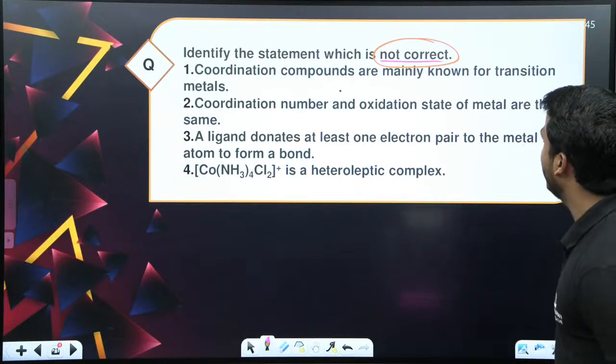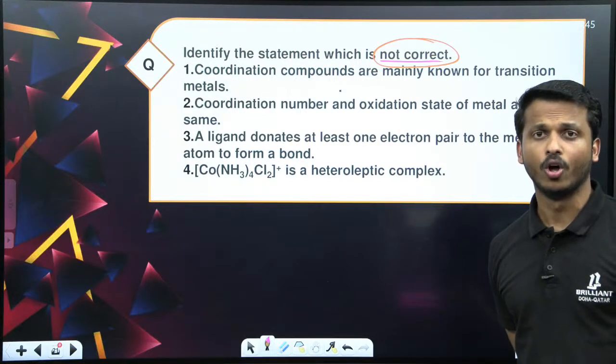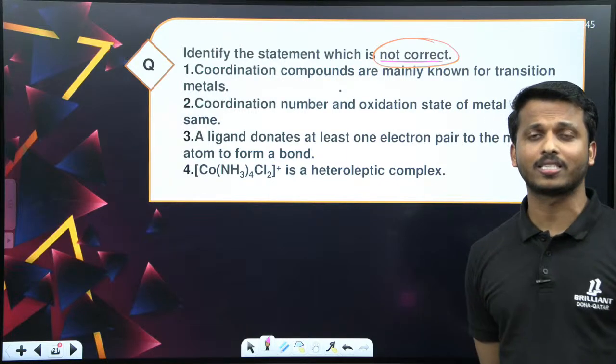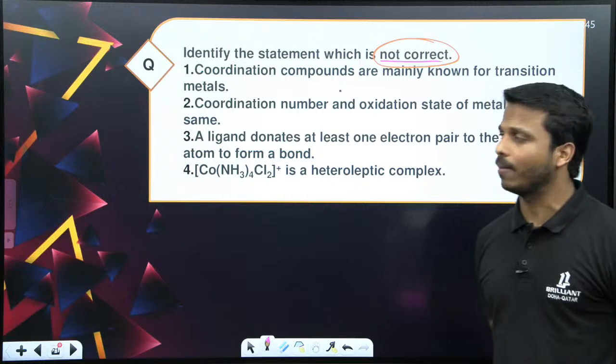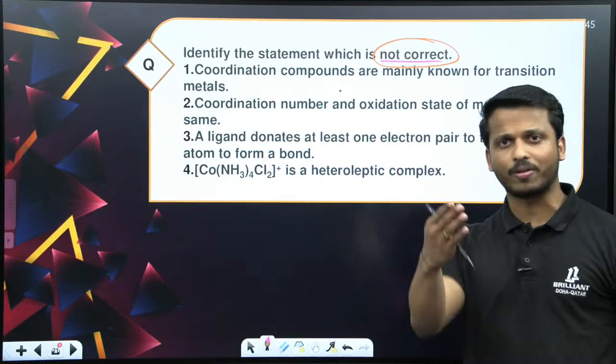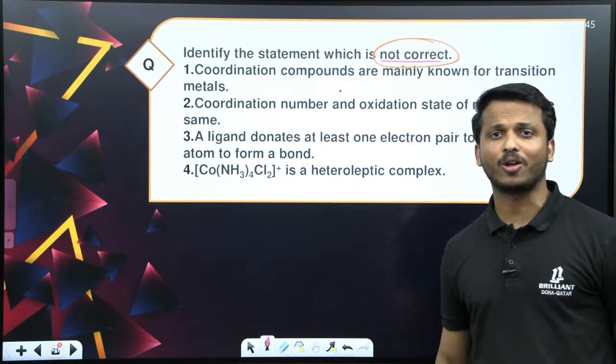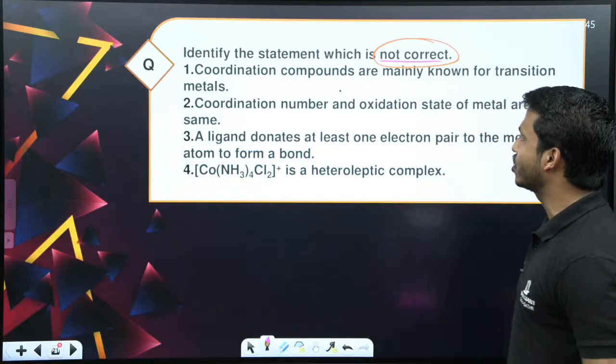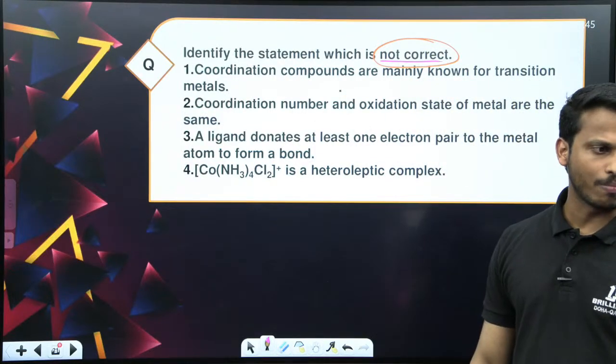Coordination compounds are mainly known for transition metals. You know, transition metals are d-block: nickel, cobalt, chromium, manganese, iron. These are all d-block elements. Yes, coordination compounds are formed by transition metals. Even in the d-block chapter you studied why transition elements form coordination complexes. That's a correct statement. Which is incorrect, my dears?